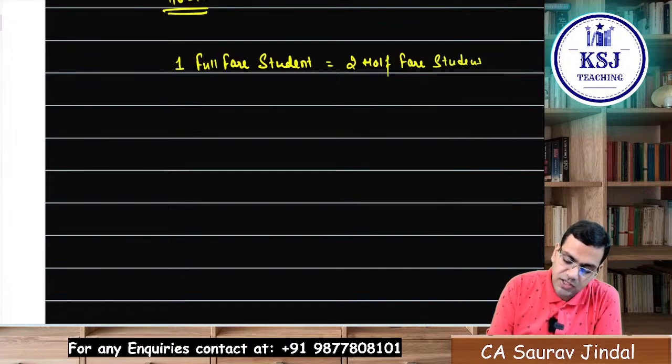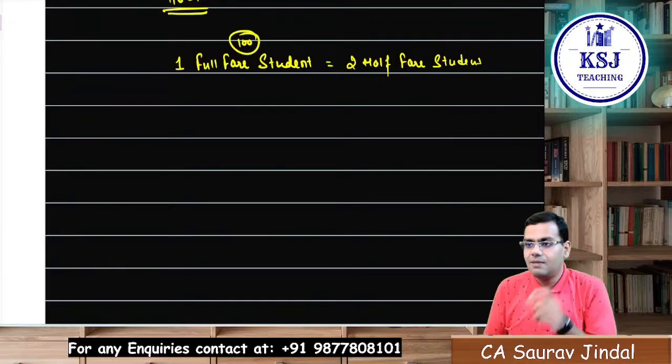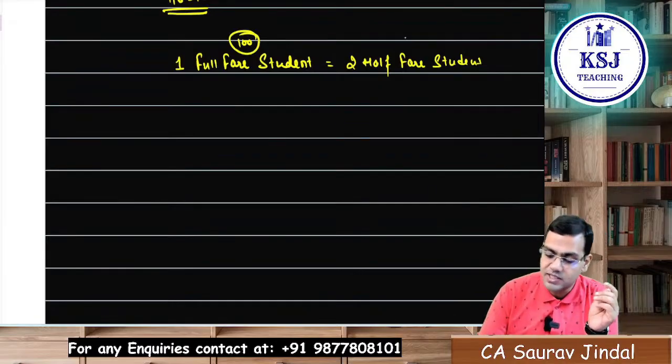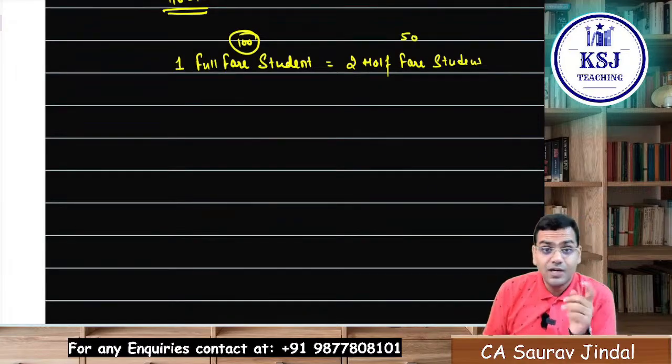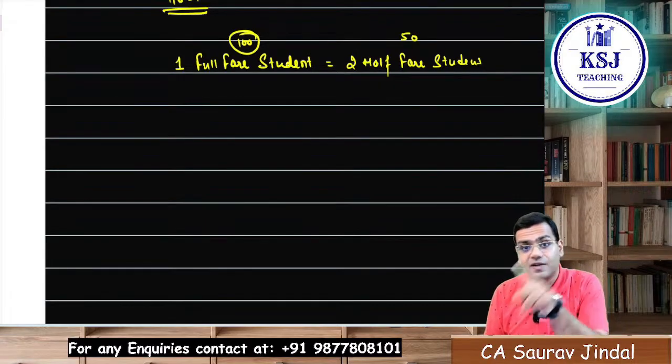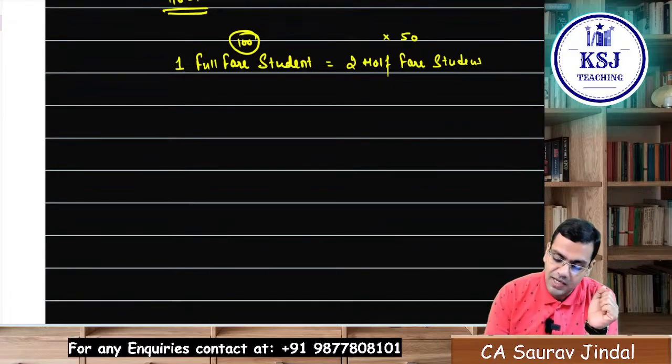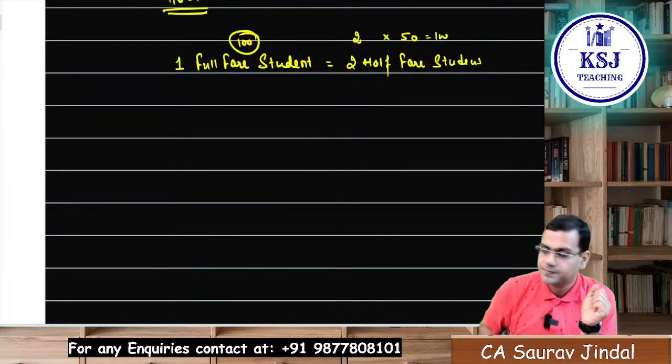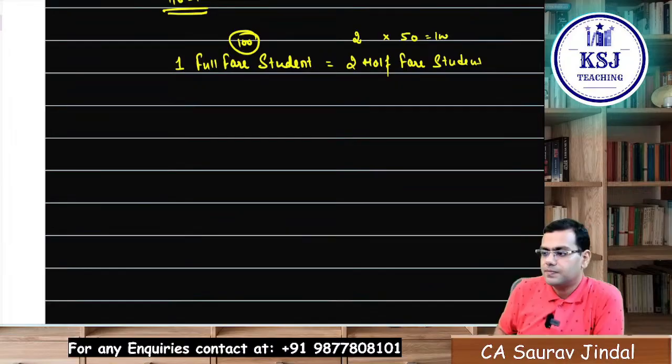Sir, if you charge 100 rupees from a full fare student, from a half fare student you will be charging 50 rupees, no? But to earn the same 100 rupees from half fare students, how many half fare students will you require? That is 2, that will give you 100. Do you agree with this? Please let me know this equation first.